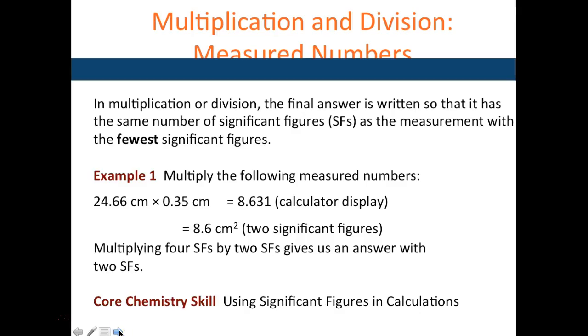Now, the rules for significance in multiplication and division. You're looking at what you're doing. In your multiplication, you have two numbers here. This has 4 sig figs and this has 2 sig figs. Since this has the least number of sig figs, so will your answer. So your answer should have 2 sig figs. Even though your calculator display might come out like this, you're going to round it to 2 sig figs, which will be 8.6.